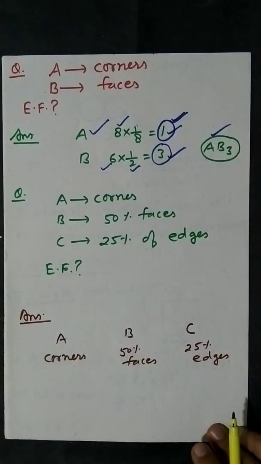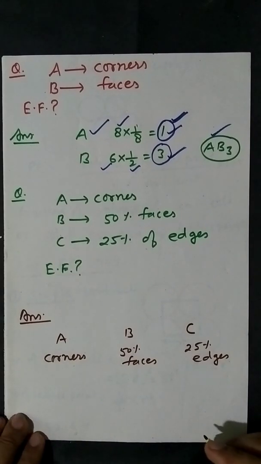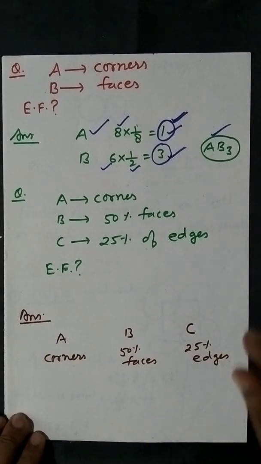This is a question for you. A occupies corners, B occupies 50% faces, and C occupies 25% of edges. You need to calculate its empirical formula. 2 minutes for it. Quickly do this question.